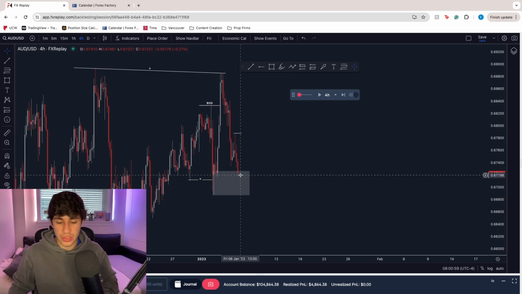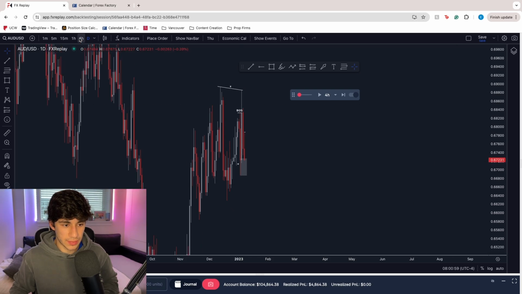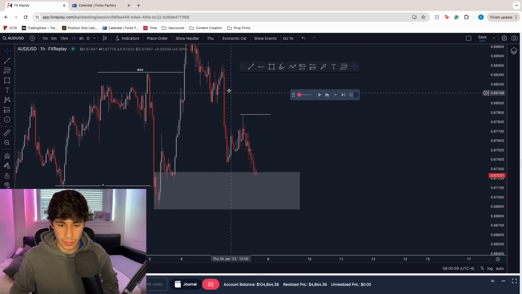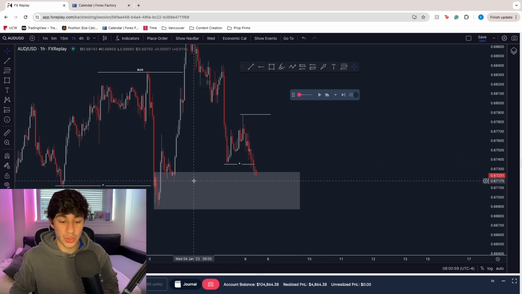So price could continue going down, right? Let's see, where's yesterday's low? So this was Thursday. So this was yesterday's low. So Thursday's low. Price recently took Thursday's low, and now it's holding a demand zone.